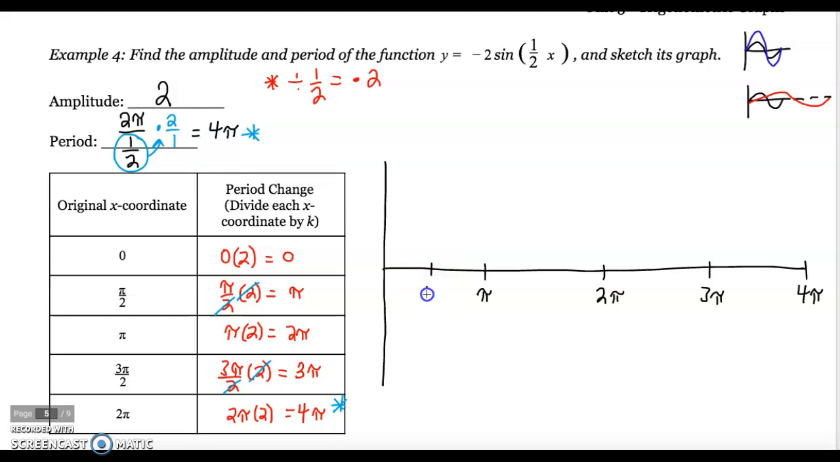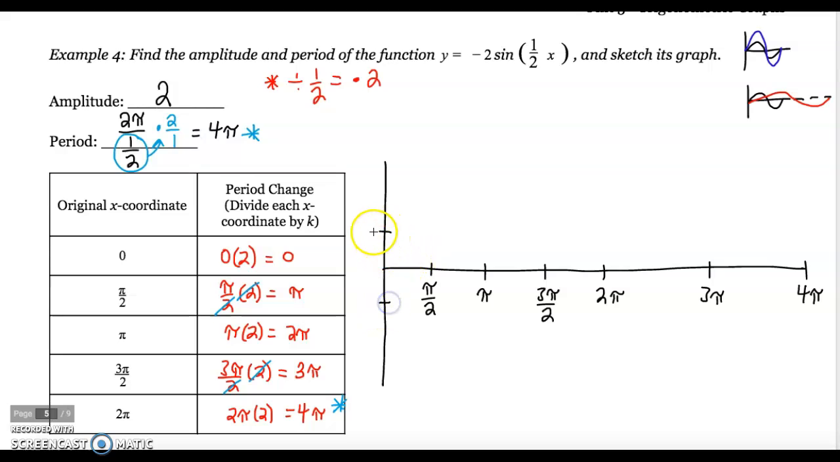And then I need to make sure I have my first 5 x coordinates that are important to my original graph, my original sine function. So I need to stick a pi over 2 in there and a 3 pi over 2. And then I think I have the rest of these already labeled: 0, pi, 2 pi, 3 pi, 4 pi. Yep, we're good there.